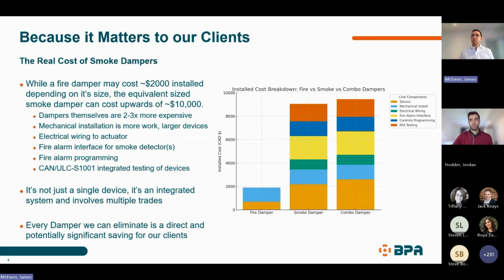So, the two approaches are, can we remove the rating? And if not, how can we remove the smoke damper? It's really to extract some cost savings from the projects. I know everybody here is seeing their projects get more and more expensive, so any opportunities for savings is something that we should be going after.